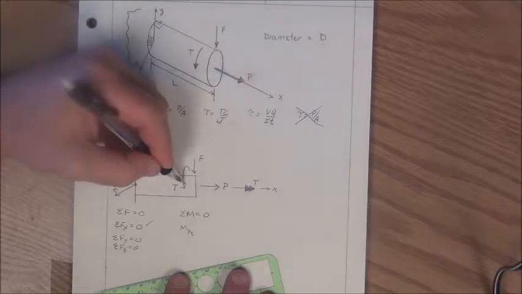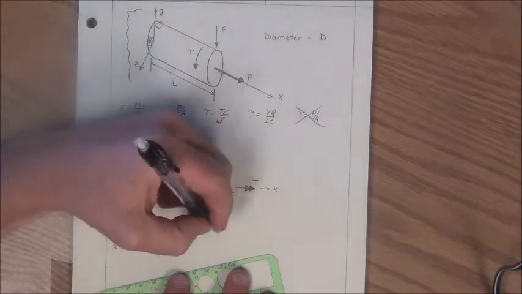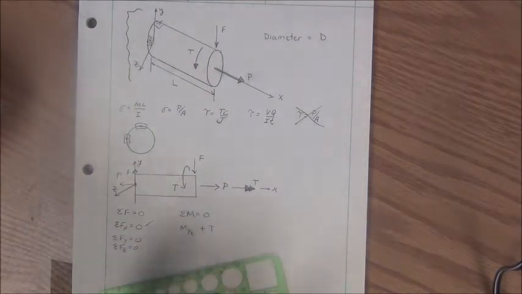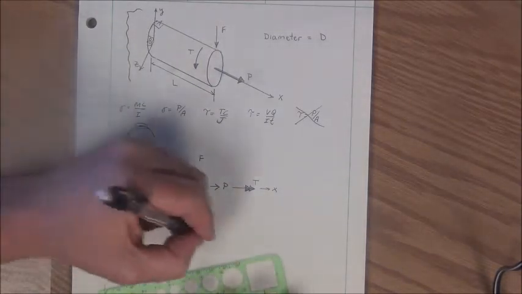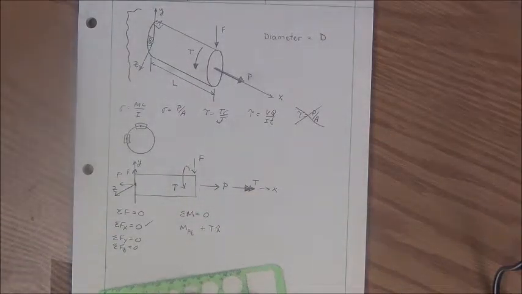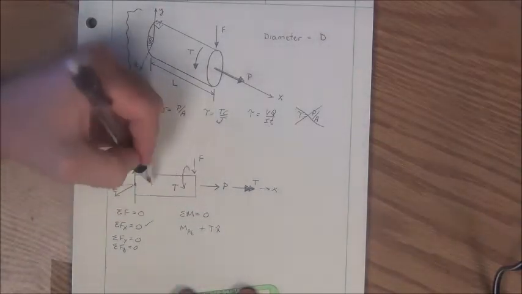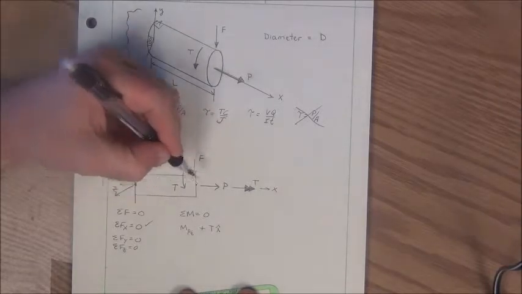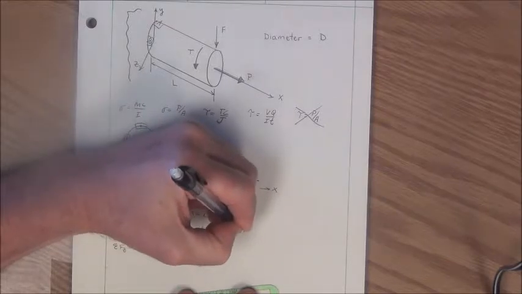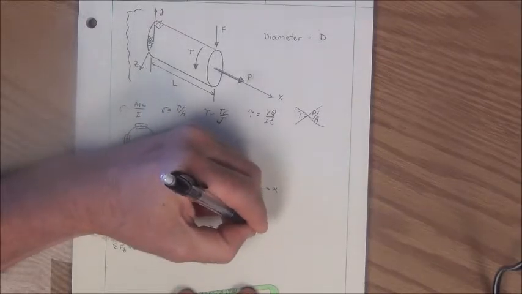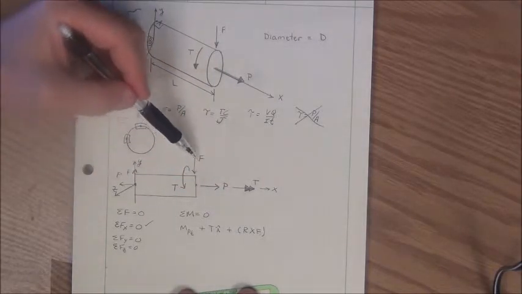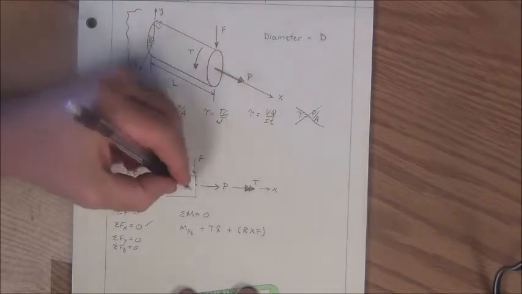So as I move along my beam, I hit an applied torque. This torque is applied in the positive I direction or X direction, and I'll denote that as the unit vector I. I then come to this point where I hit my forces, and so I will have a plus R cross F, which represents the moment due to the forces at this point.